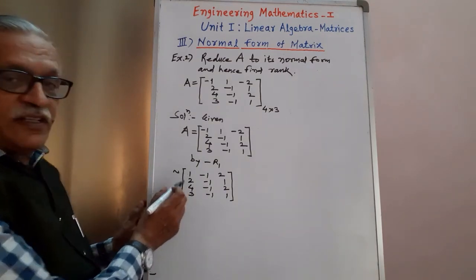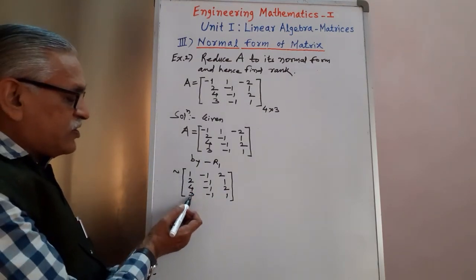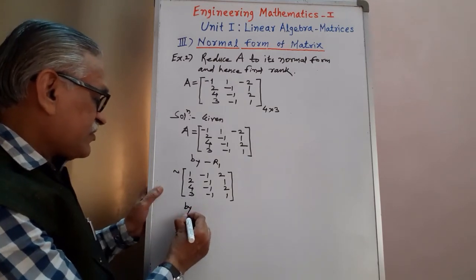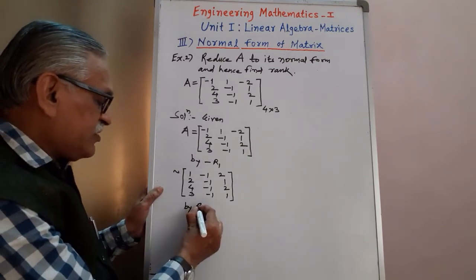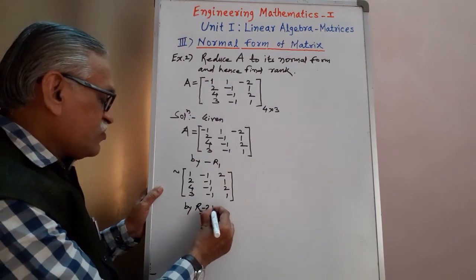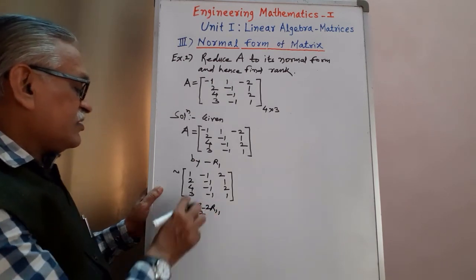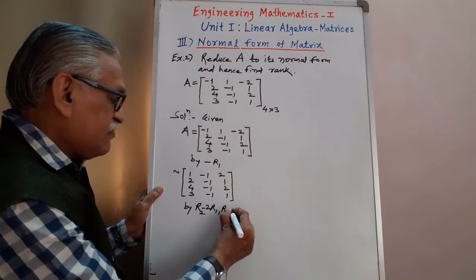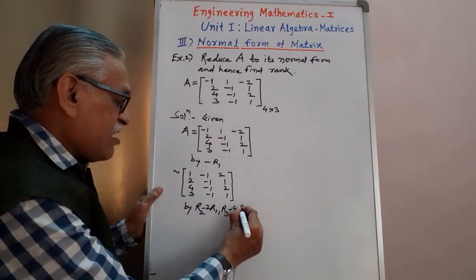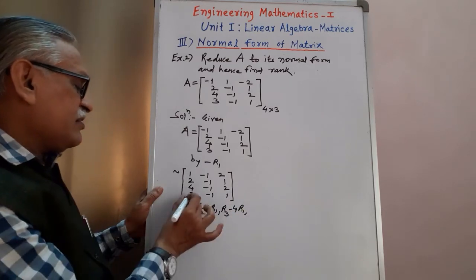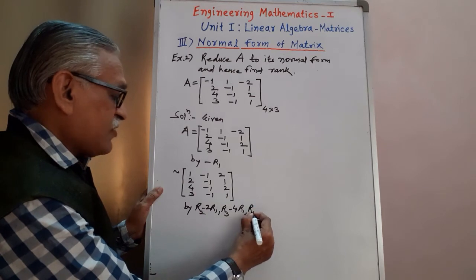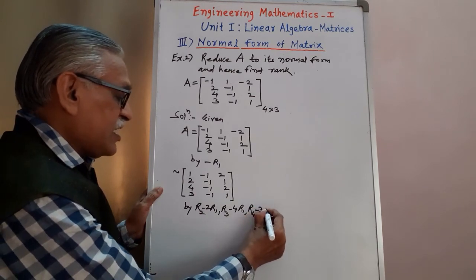Then using this 1, we try to convert all the elements below to 0 by applying transformation. 2 minus 2 we get 0, means it is R2 minus 2R1. 4 minus 4 we get 0, it is R3 minus 4 times R1, and 3 minus 3 0, we get R4 minus 3 times R1.